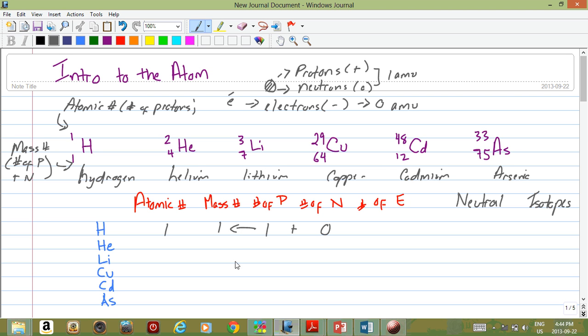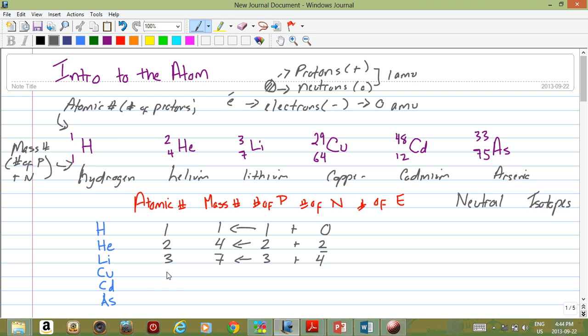Now in helium's case, helium has an atomic number of 2, it has a mass number of 4, it has 2 protons, and therefore 2 plus 2 would give you your 4, so it must have 2 neutrons. And lithium would have an atomic number of 3, it has a mass number of 7, so again it has 3 protons and 4 neutrons. Again, these two numbers have to add up to 7.